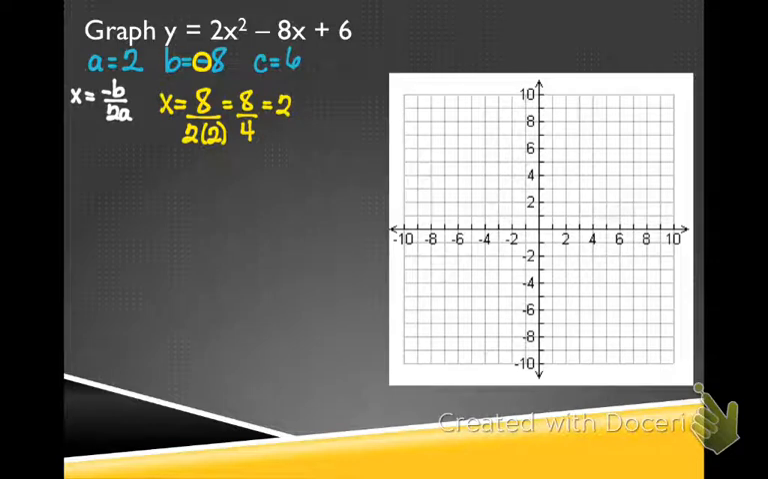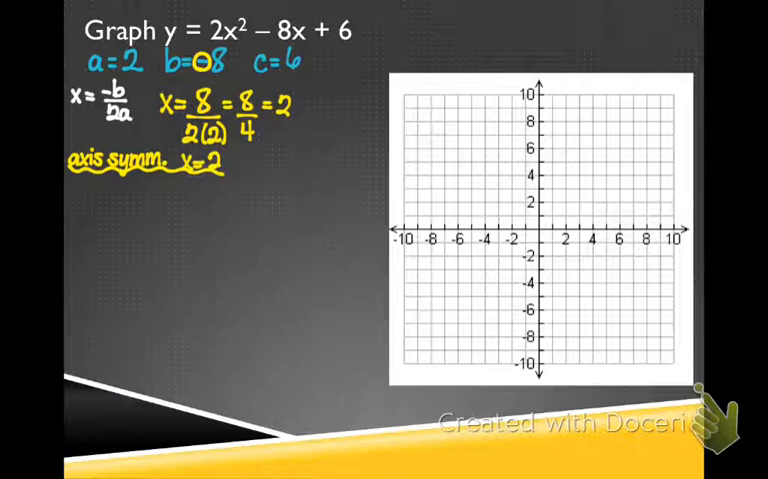Now again, if I wanted the equation of that axis of symmetry, that dotted line that we keep talking about, it would be x equals 2. That's what we just figured out there.